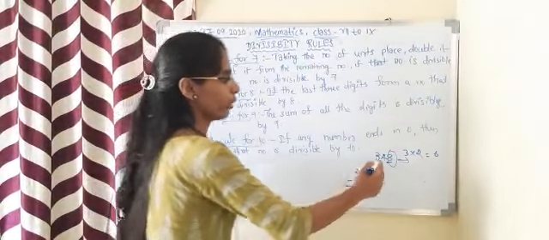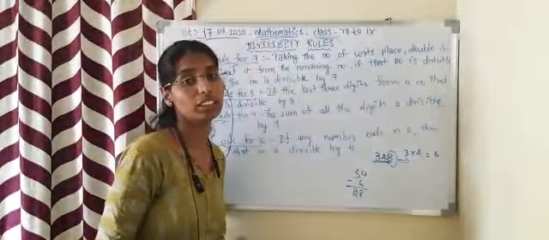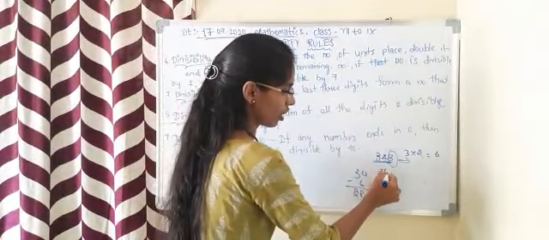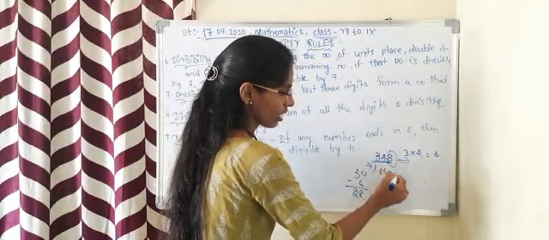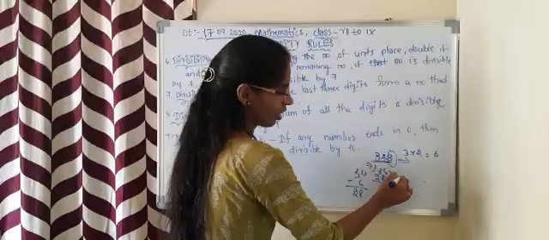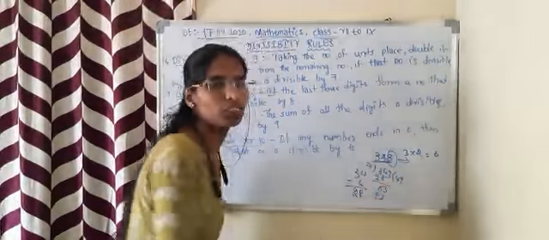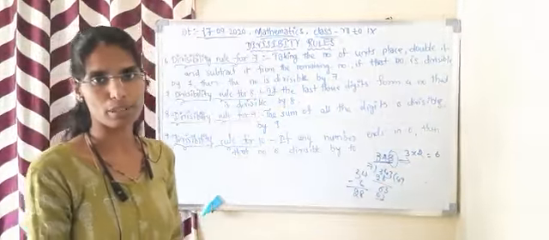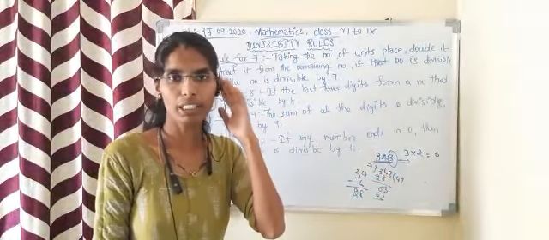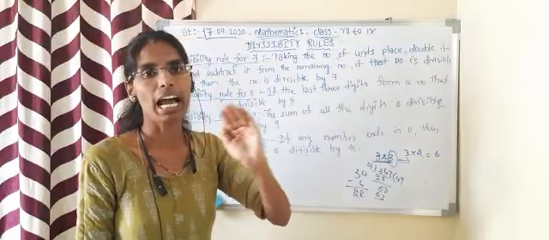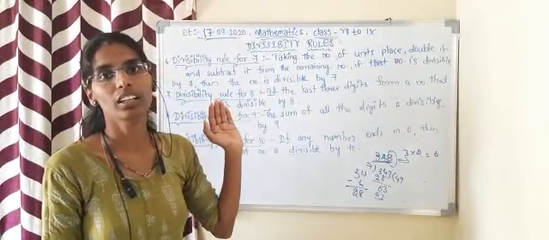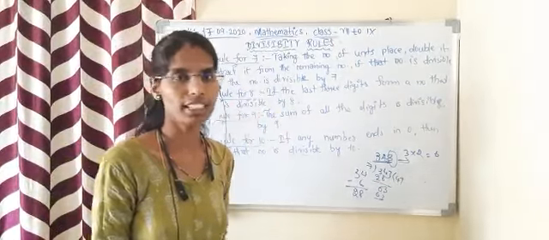Therefore the number 343 is also divisible by 7. Let's verify it. 7 fours are 28, 7 sixes are 42, 7 nines are 63. Therefore the number 343 is divisible by 7. In simple terms, you take the number in the units place, double it, and subtract the doubled number from the remaining number.